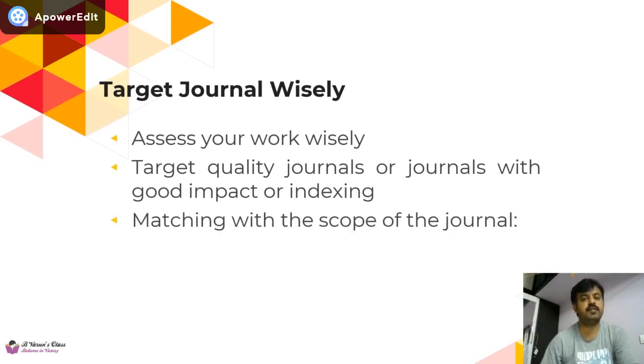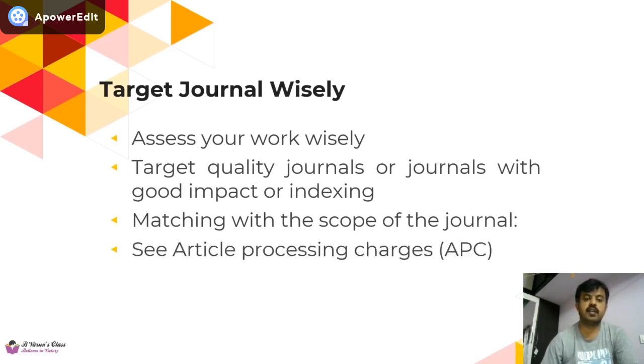Next, when we choose a particular journal, we should see the scope of the journal. Every individual journal has a different scope. If the scope of the journal is not met, then there may be chances of rejection. Next point, see the article processing charges, that means APC. Some journals publish with money, some journals publish without money. So before submitting your documents for publication, we should see the APC.